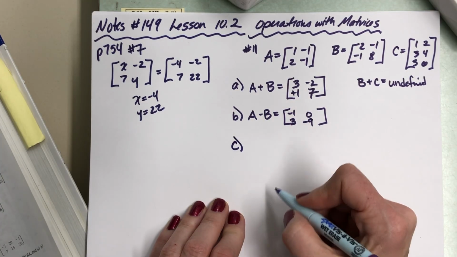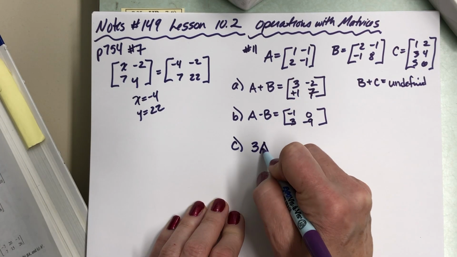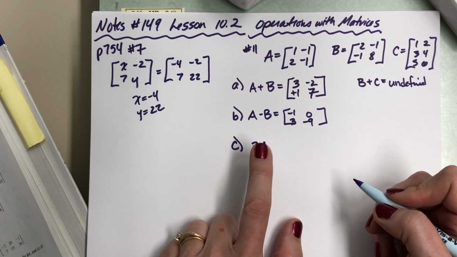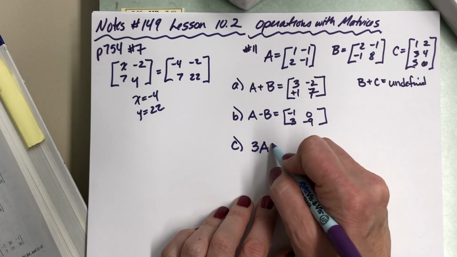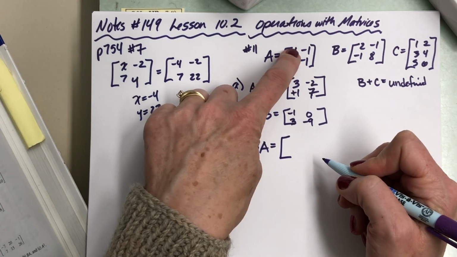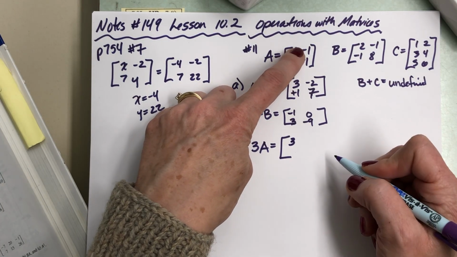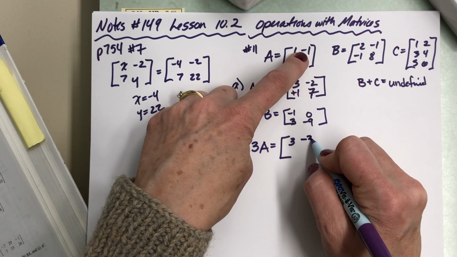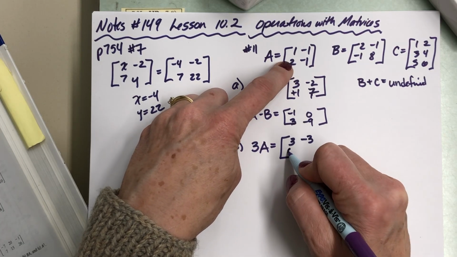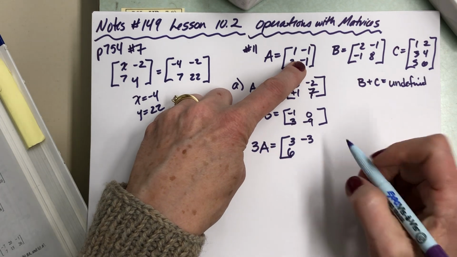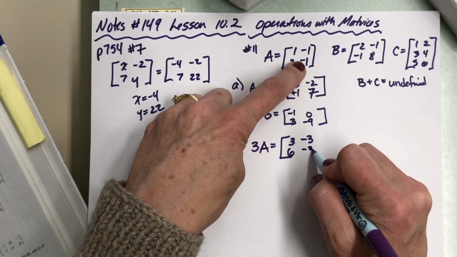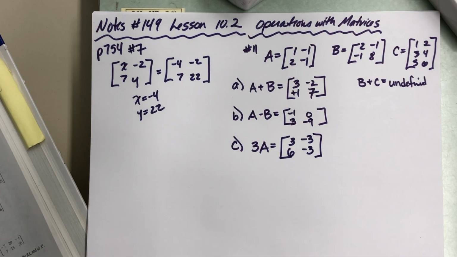Okay? The third thing we're going to try today, so we did addition, we did subtraction, is scalar multiplication. So what you're going to do is take every single entry in matrix A and multiply it by 3. Okay? So every entry. So 1 times 3 is 3. -1 times 3 is -3. 2 times 3 is 6. And then 3 times -1 gives me -3. Okay, good. All right, fabulous.